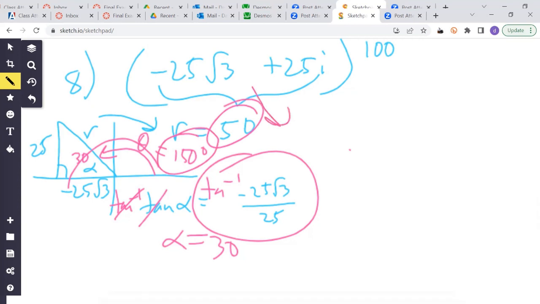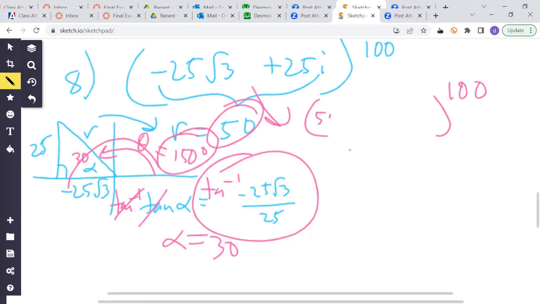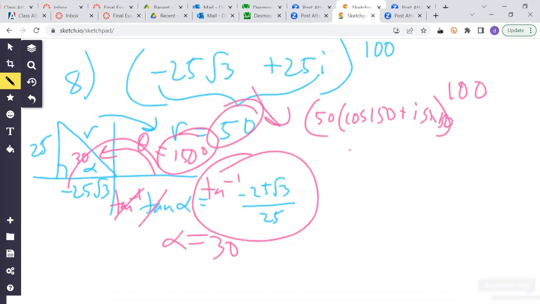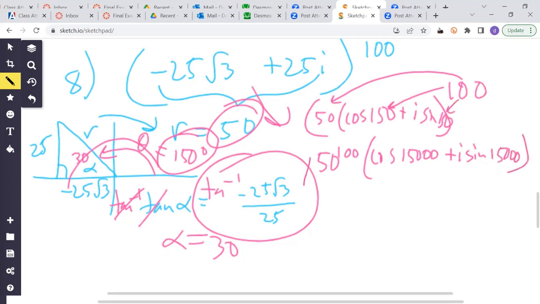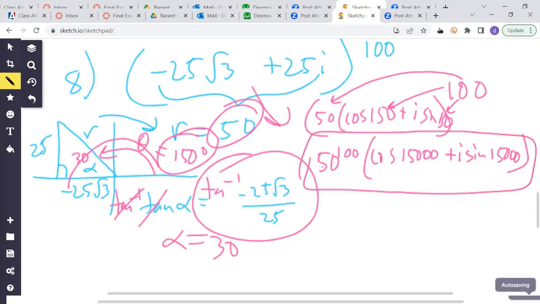So let's rewrite this. We have 100, it's still on the outside, but the inside becomes r times cosine of theta plus i sine of theta. And to apply De Moivre's theorem, remember, you take the power and you give it to the 50. So that's 50 to the 100. But then you take the power and multiply it with 150, which would be 150 with 2 zeros. And then the same thing with the other one, 150 with 2 zeros. And you're done. You leave it like this on the final exam. Leave it 50 to the 100th power, and cosine of this.